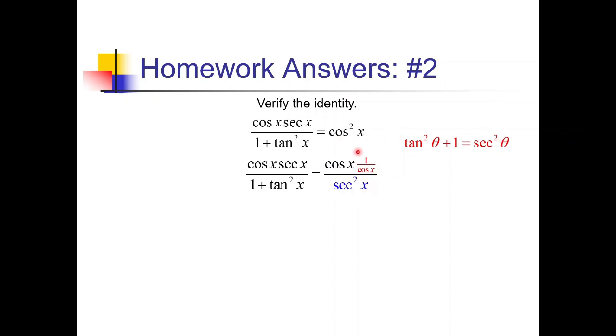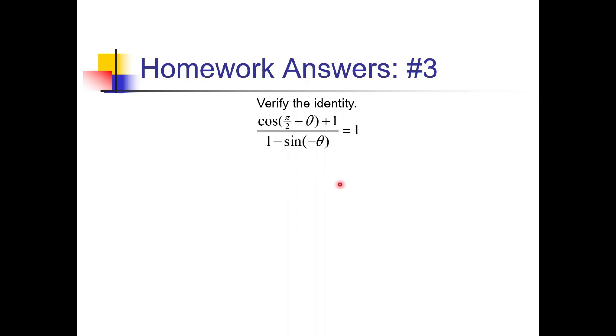All right, so my numerator, I can cancel out these cosine of x's. So that's just 1 up there, and we still have that secant squared in the denominator. Well, 1 over secant squared is really, if we use our reciprocal identity, just the same as cosine squared of x, and that matches what we were supposed to prove in the beginning.